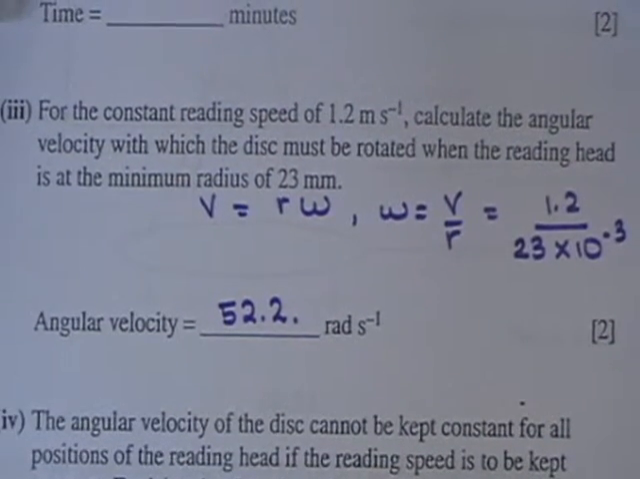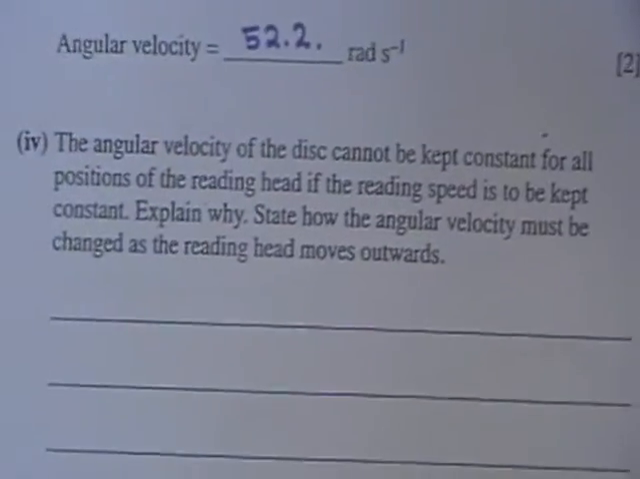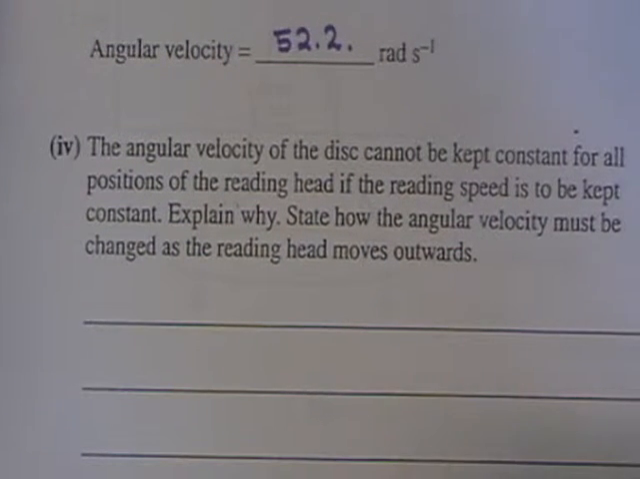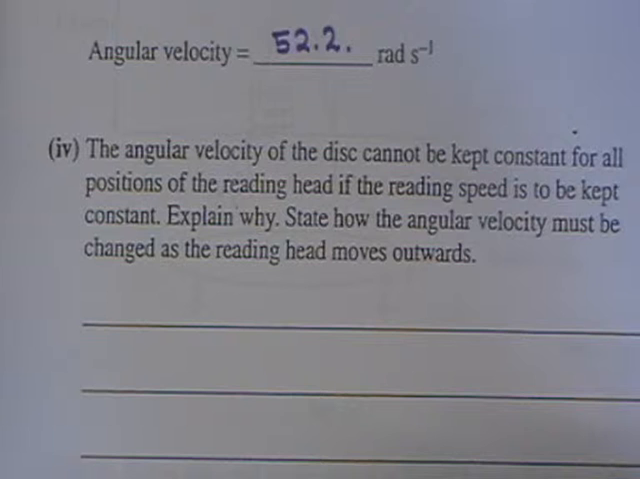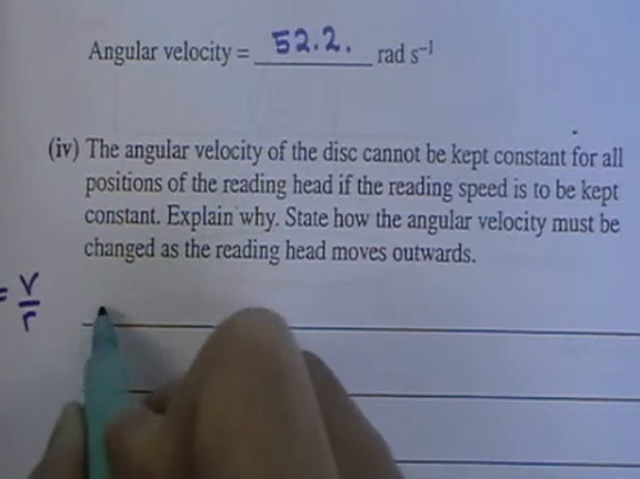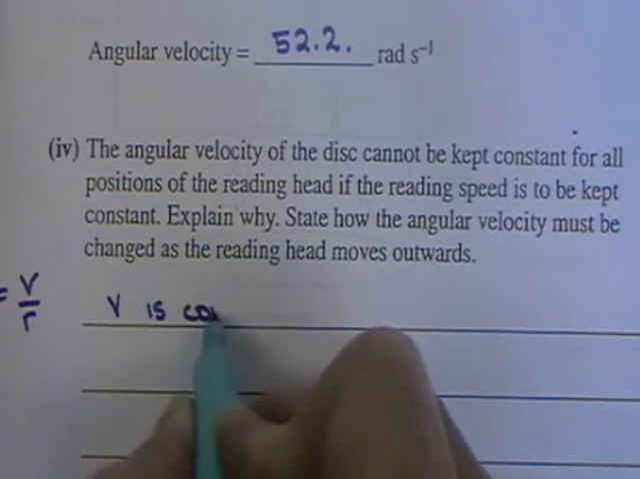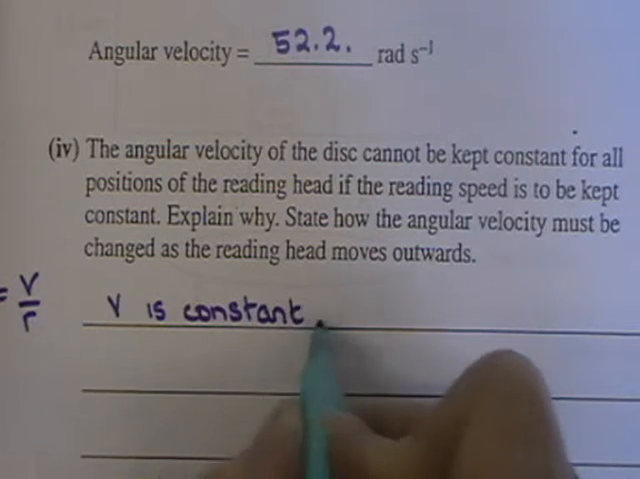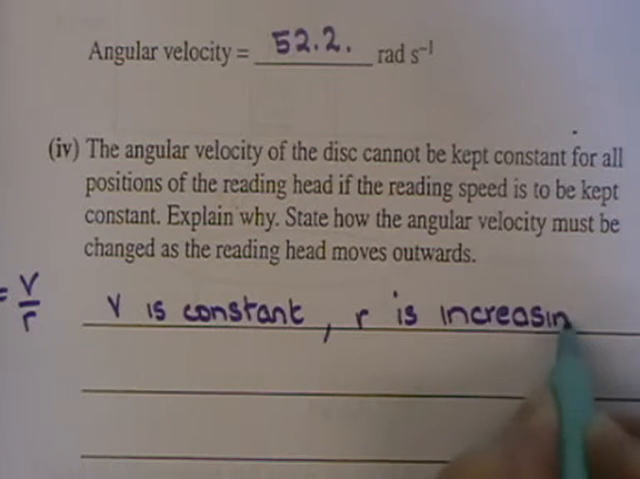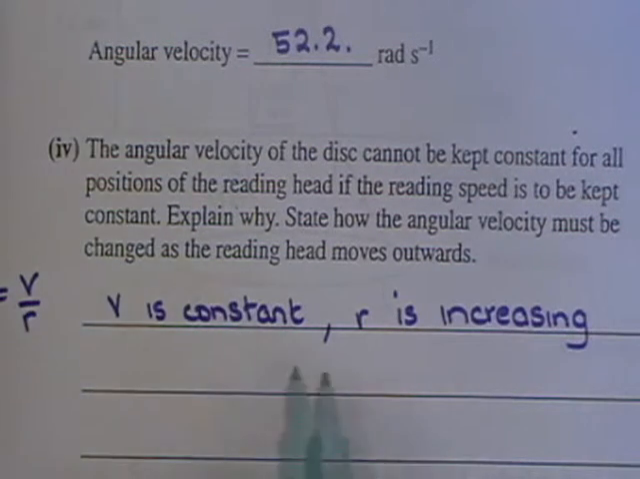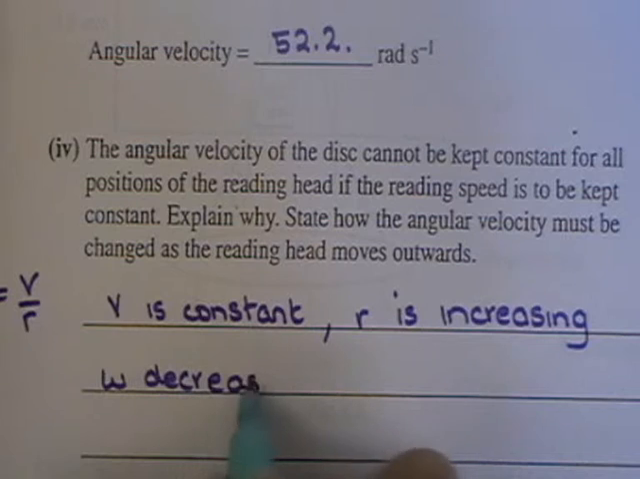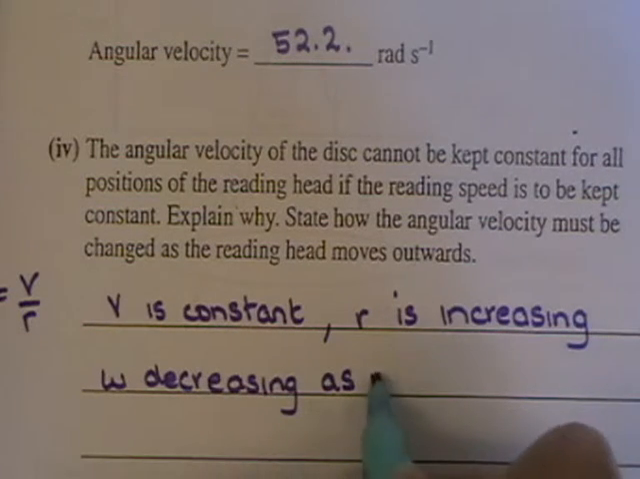Part 4. The angular velocity of the disc cannot be kept constant for all positions of the reading head if the reading speed is to be kept constant. Explain why. State how the angular velocity must be changed as the reading head moves outwards. So we know that omega is equal to v over r, and we know that v is constant, but that r is changing. And in fact, r is increasing as it goes from the inside of the disc to the outside. And therefore, if v is constant and r is increasing, then omega must be decreasing as the reading head moves outwards.